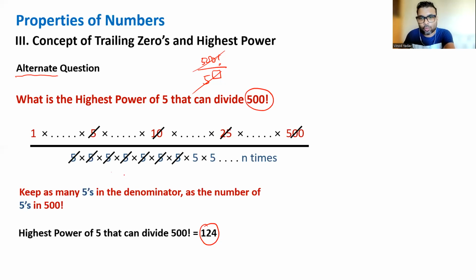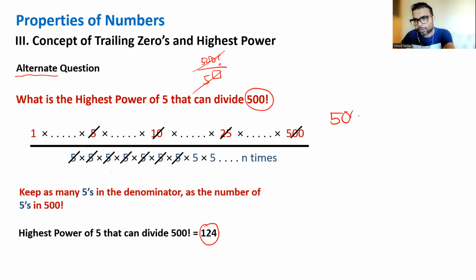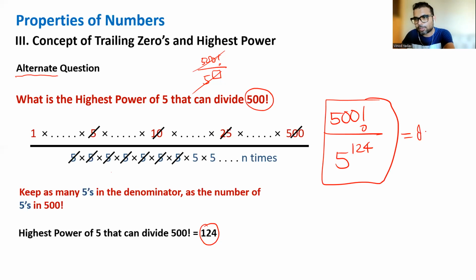So there will be 124 zeros. That was that question. And here, 500 factorial when it is divided by 5 to the power 124 will be completely divisible, which means the result will be an integer, no decimal. All the 5s will cancel out, so the maximum power is 124. Okay, did you understand? All right.